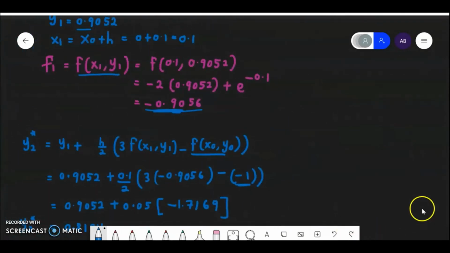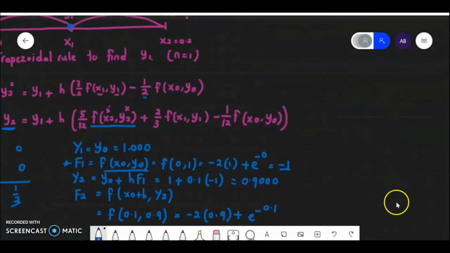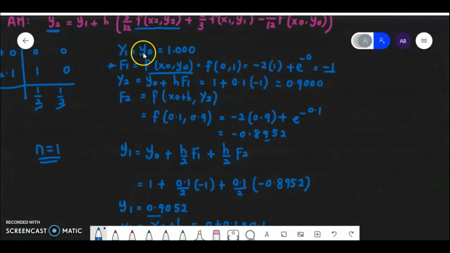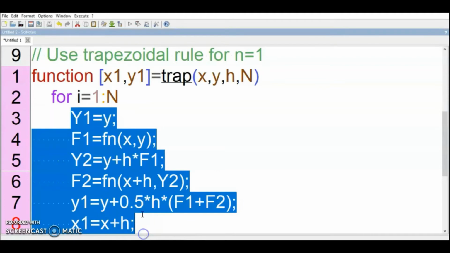Where is it? Let me just find it. In case you're wondering where that equation came from, this one. Okay, y1 equals y naught and so on up to y1. So please do that.